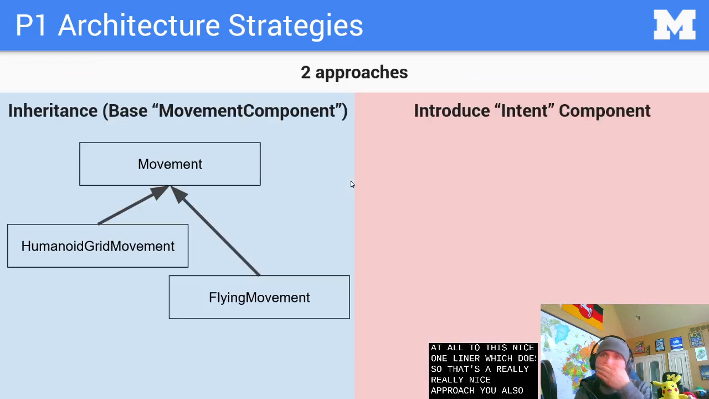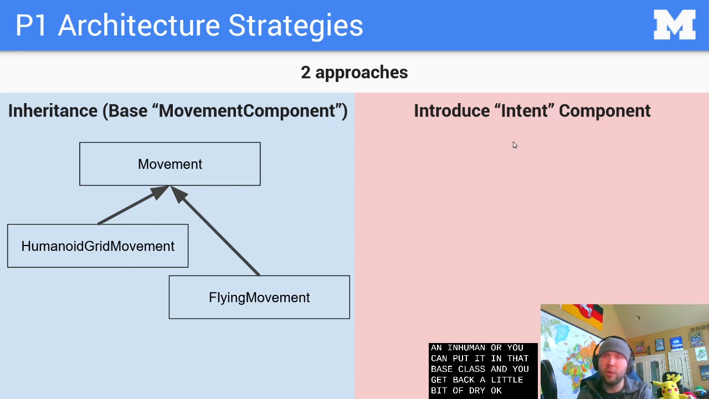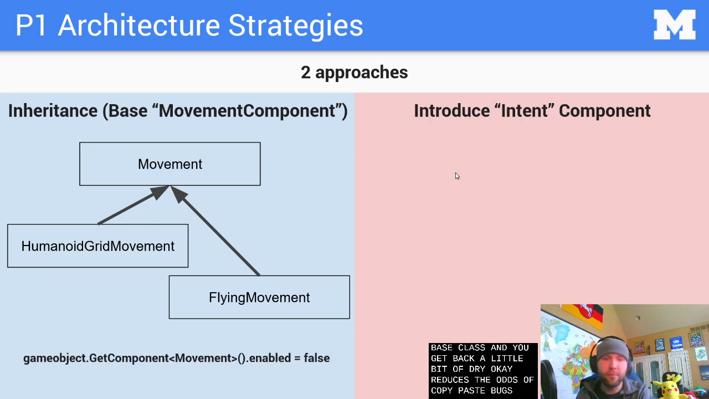You also share logic. So if there are certain variables and certain functions and pieces of logic that are shared between your flying movement and humanoid grid movement, then you can put it in that base class and you get back a little bit of DRY, okay? Reduces the odds of copy-paste bugs.